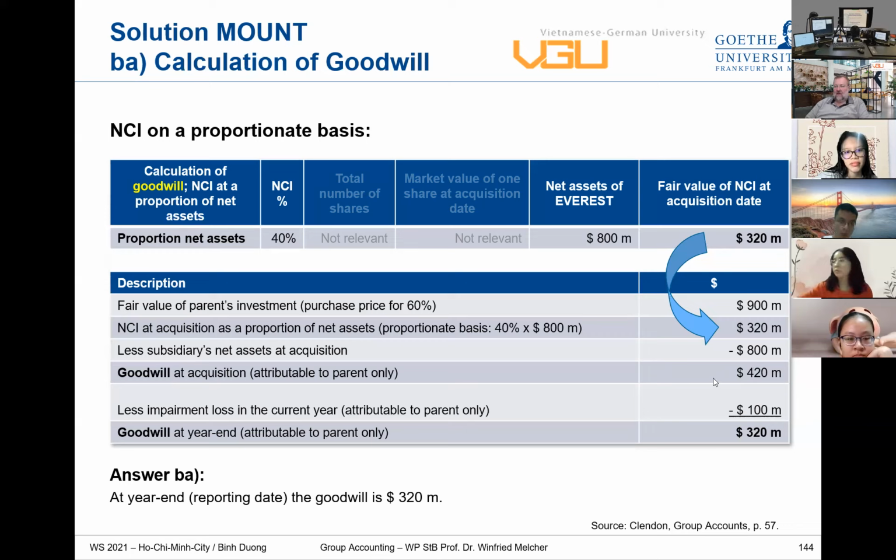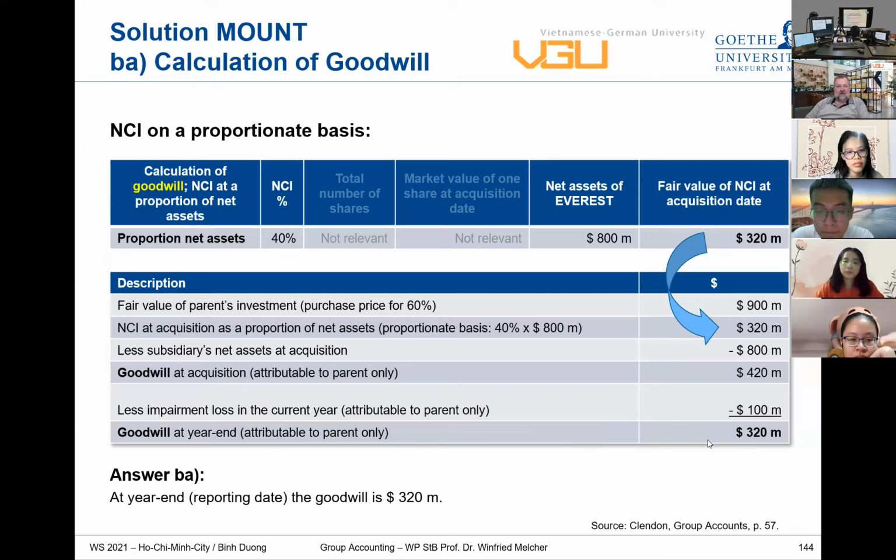Okay, so 100% of that goodwill is allocated to the parent. Now, when we have the loss impairment, we are in a partial goodwill method, or a normal goodwill method. Then we will allocate the loss impairment only to the parent. So the 100 million goes to goodwill, which will be attributed to the parent only. So the goodwill at the year end is 320.